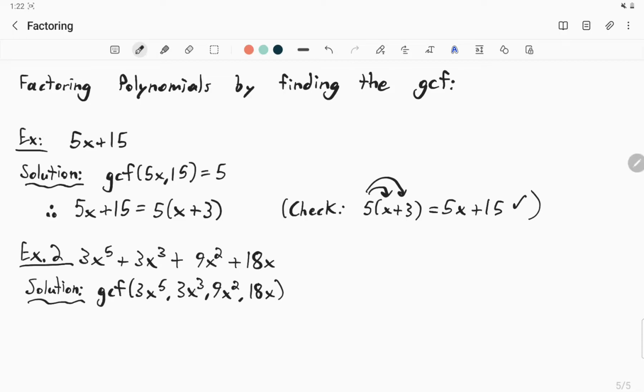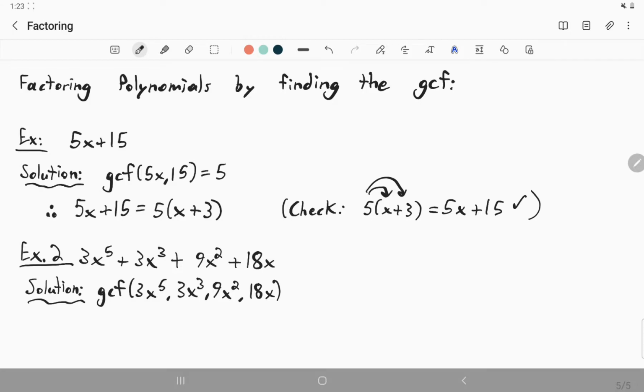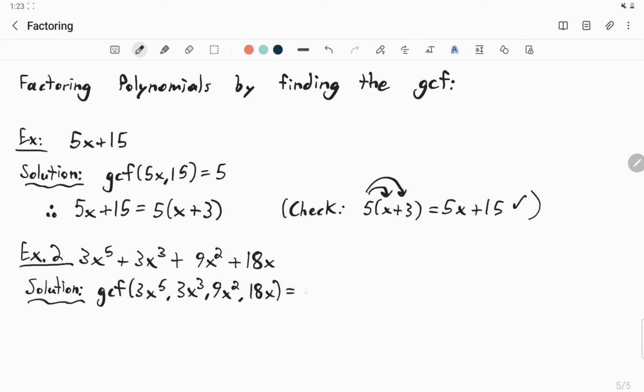How many x's? Well, we have x5, x3, x2, and 1. So the greatest degree exponent on x is 1 right here. Therefore, the biggest x that's common is just 1x. So our GCF is 3x, because 3 is in all the terms, and 1x is in each of these terms, at least one. So therefore, you pull 3x out of 3x to the 5 plus 3x cubed plus 9x squared plus 18x.